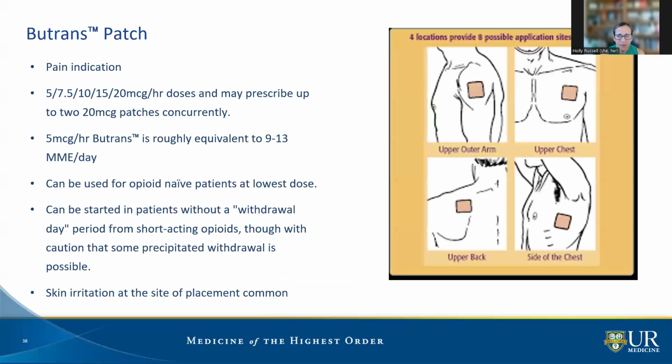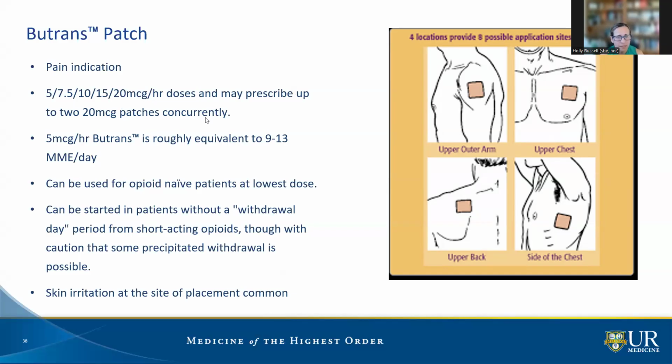I'm now going to present on the different formulations. Butrans patch is the transdermal form of buprenorphine. It has a specific pain indication. It's available in multiple different doses. You can actually use two of the 20 microgram doses concurrently for patients who don't get pain relief at the 20 micrograms.